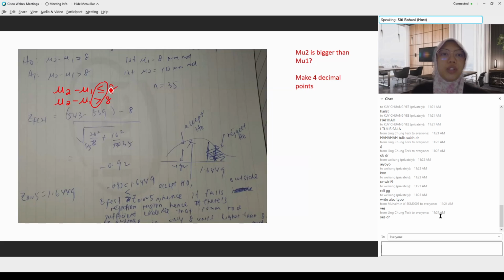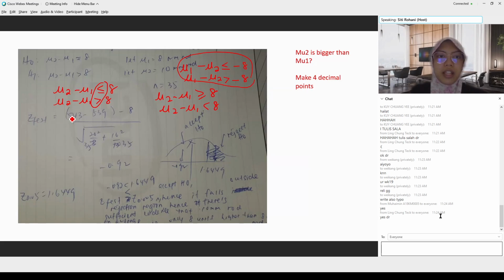You can also do it like this. For example, the correct one is more than or equal to 8, and another one is less than 8. Or if you want, you can do mu1 minus mu2 less than or equal to -8, and another one is mu1 minus mu2 more than -8. You can also do it like this.